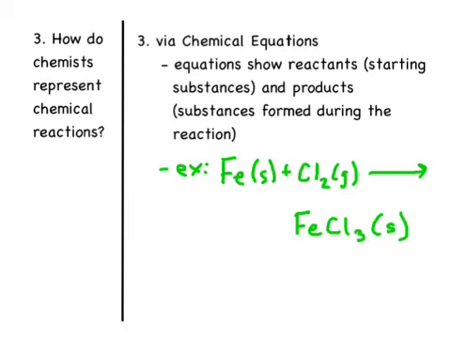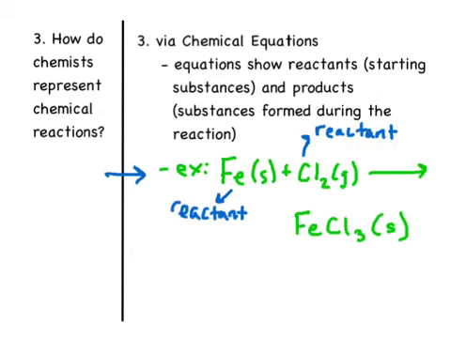All right, our third question is, how do chemists represent chemical reactions? The way they do that is by what we call chemical equations. They show the reactants, which are the starting substances, and the products, which are the substances that are formed during the reaction. They're shown in this way, if you take a look at our example here. It shows the reactants, which are separated by a plus sign. So it's like we're adding 2 things together.